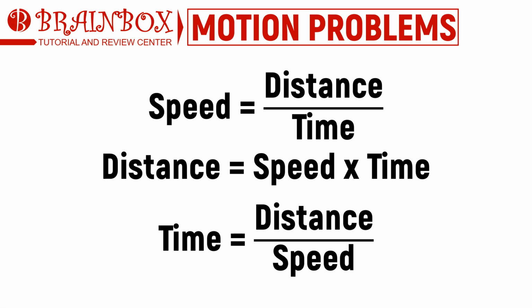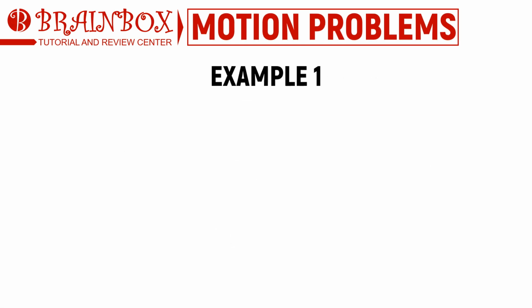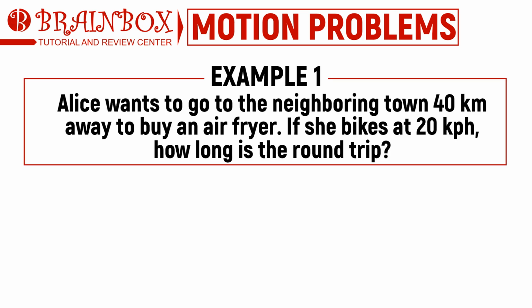Let's try some examples to get accustomed to common motion-related problems. Alice wants to go to the neighboring town 40 kilometers away to buy an air fryer. If she bikes at 20 kilometers per hour, how long is the round trip?